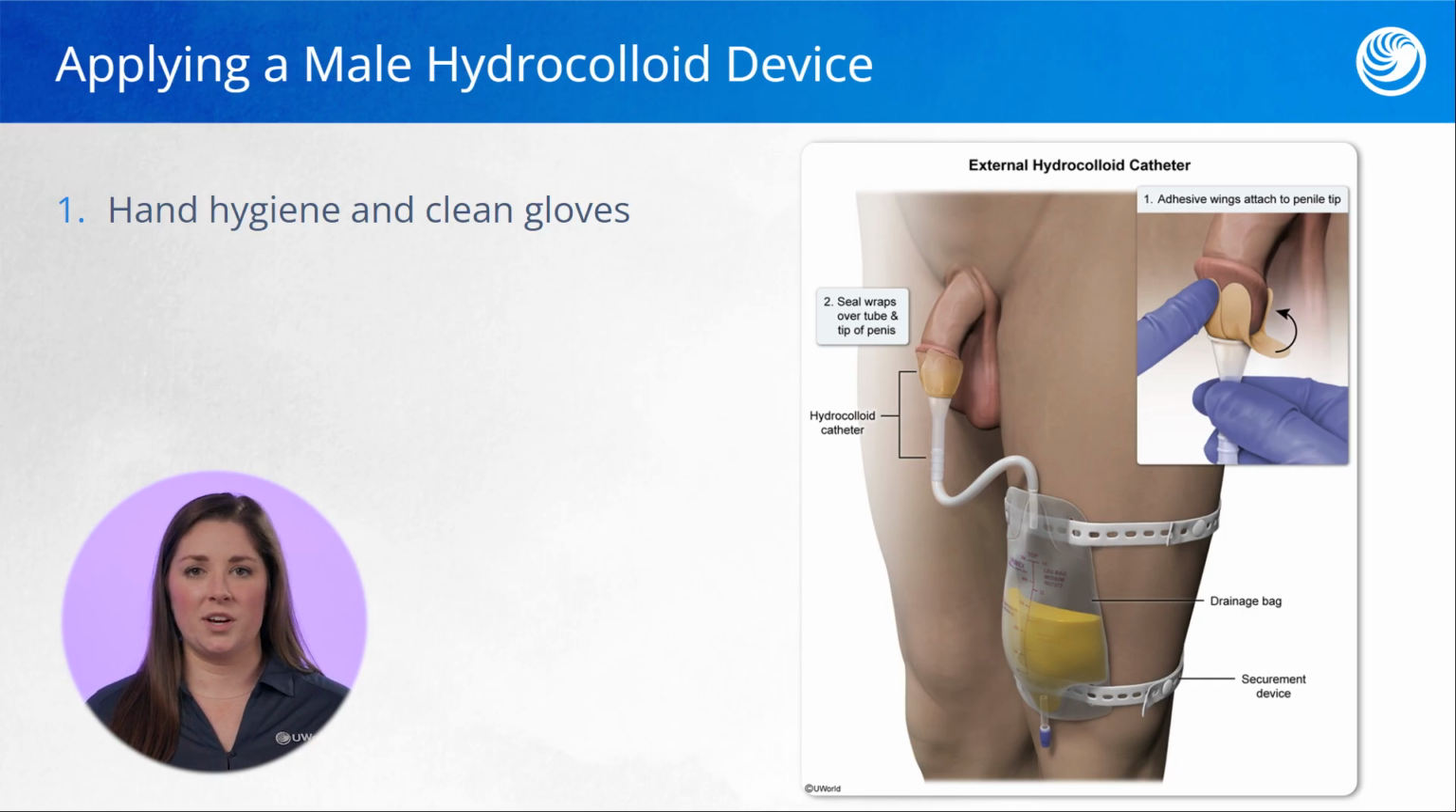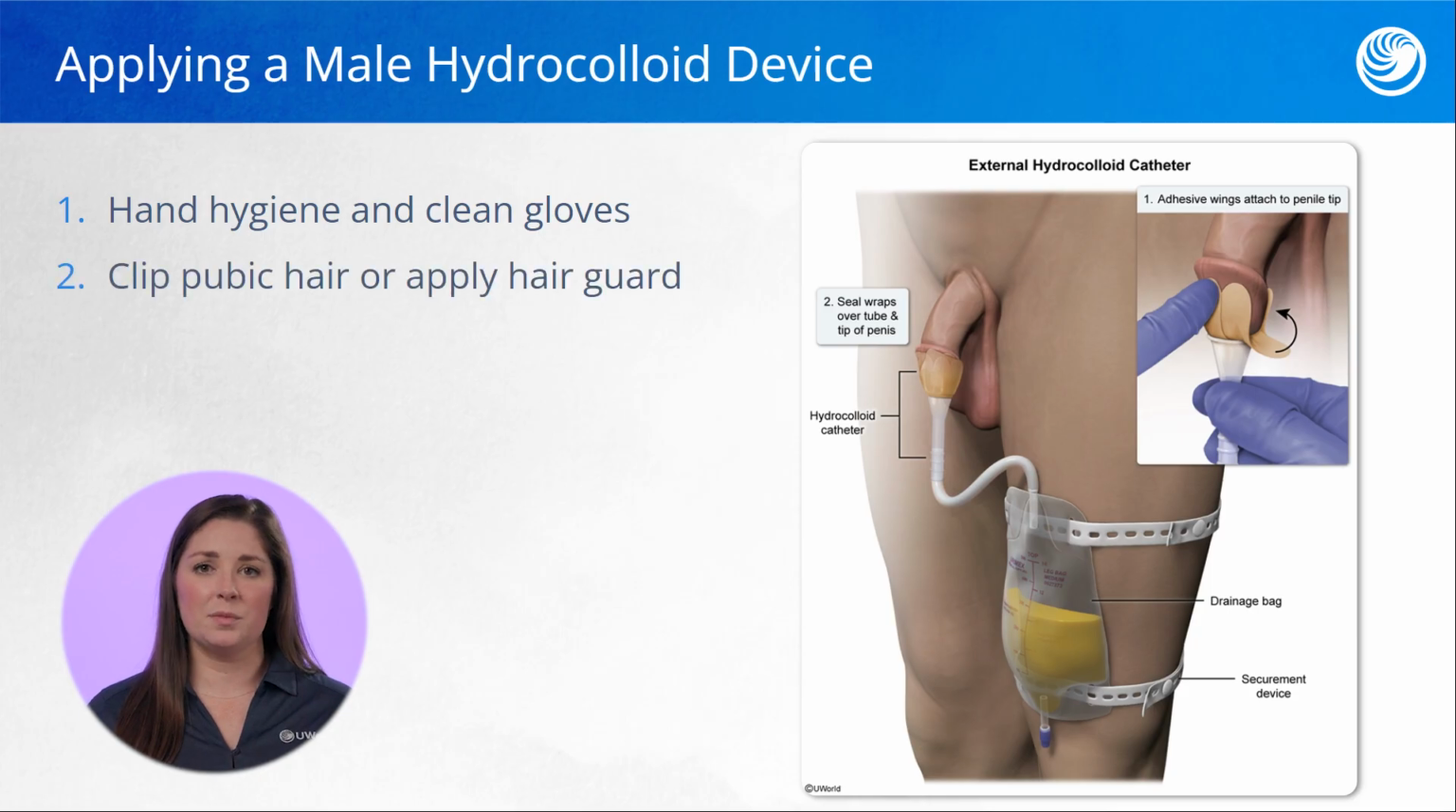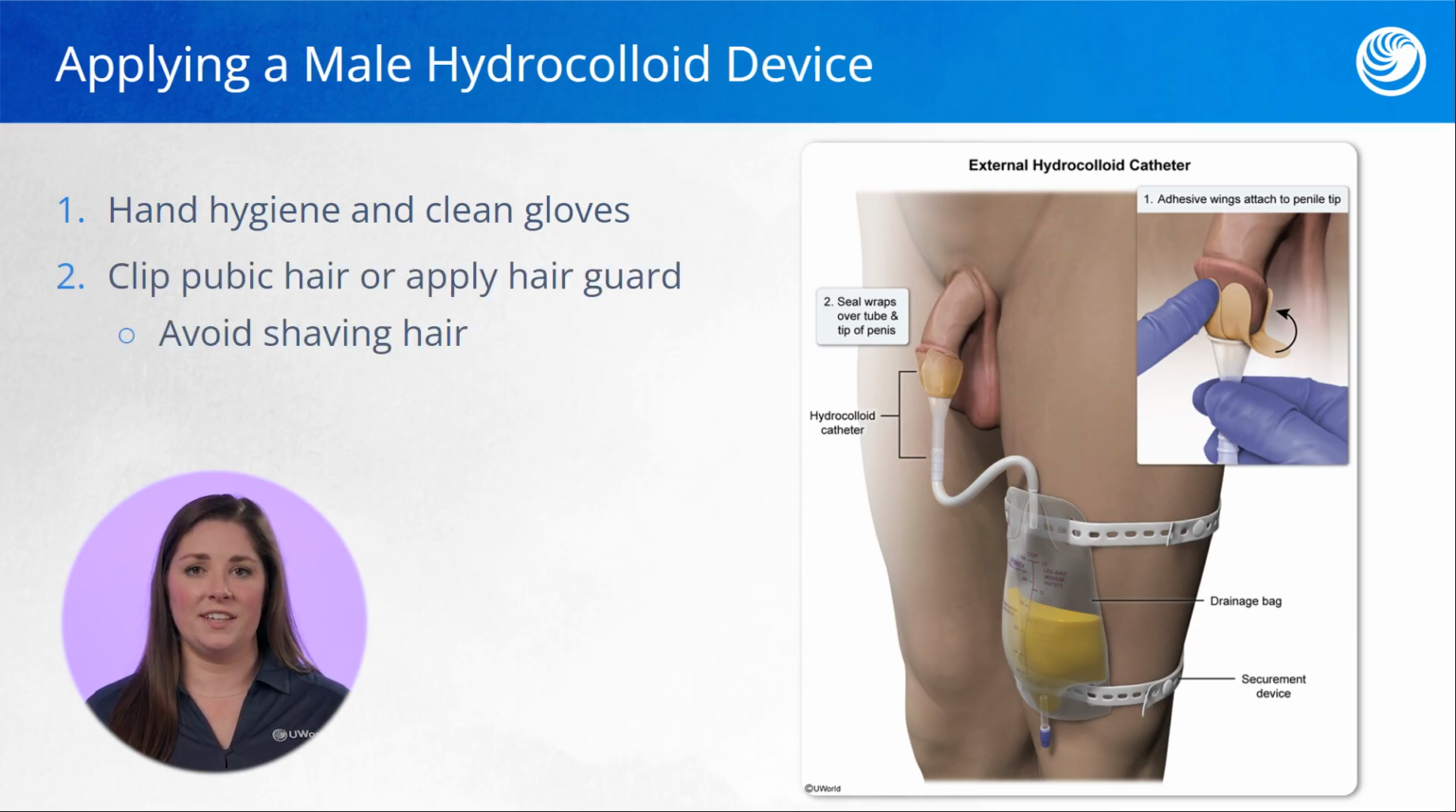If pubic hair is present, the nurse will then clip the pubic hair rather than shaving it. Shaving can cause small microabrasions, which increases risk of irritation and infection. If the client declines for pubic hair to be clipped, the nurse may apply a hair guard instead.